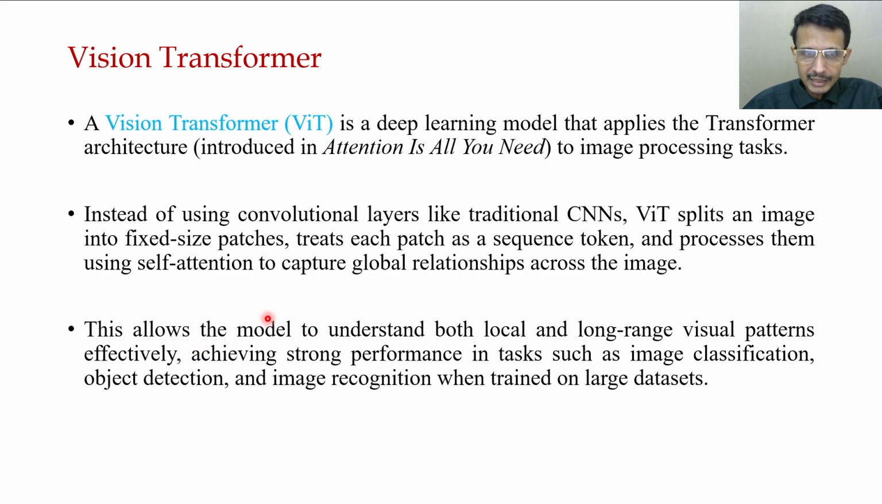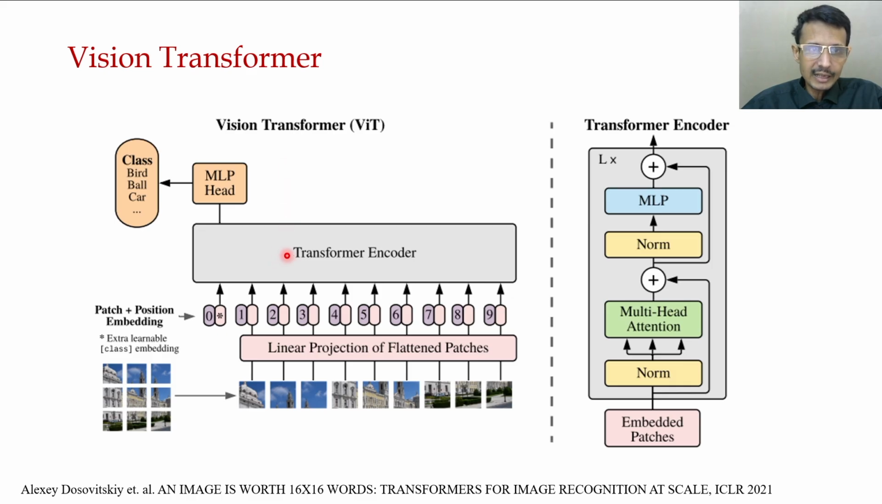So this particular model not only understands the local, patch-based patterns, but also the long-range visual patterns, that means the relationship between patches in a particular sequence, effectively achieving strong performance in tasks such as image classification, object detection, and image recognition when trained on a large dataset. So the vision transformer is one of the very good solutions for image processing from the transformer architecture point of view. Now you can see this is taken from the main paper.